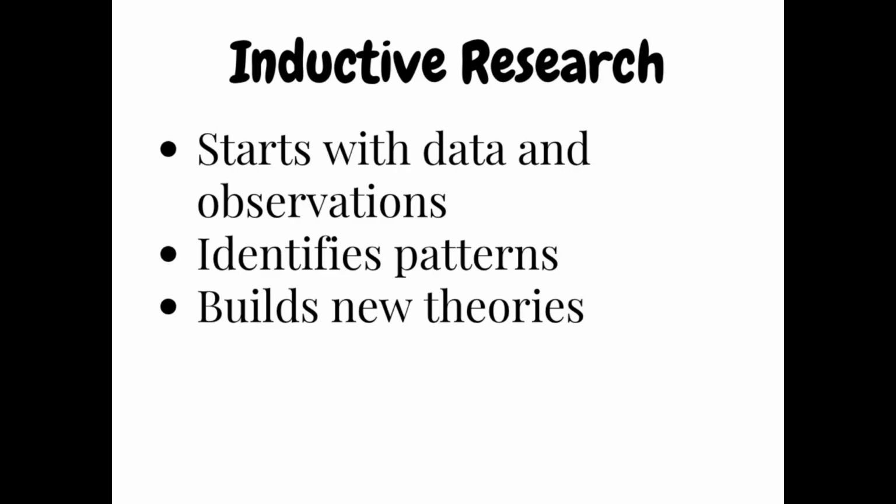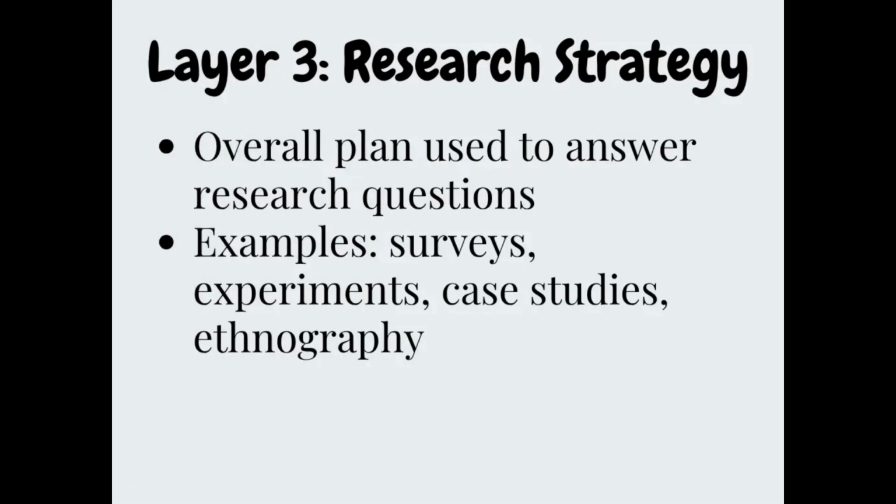Now let's move to the next layer. The next layer is research strategy. Research strategy is the overall plan used to answer your research question. Common research strategies include surveys, experiments, case studies, ethnography, and grounded theory. For example, a positivist deductive study may use surveys or experiments to collect numerical data. An interpretivist inductive study may use interviews or case studies to understand lived experiences. Again, the decisions are connected. Each layer supports the next.